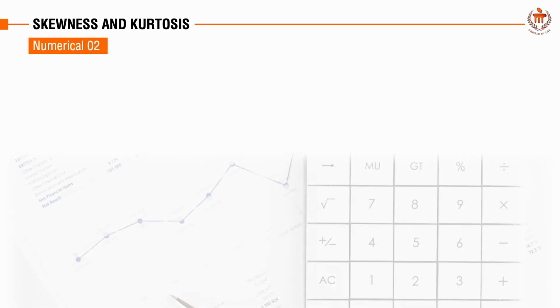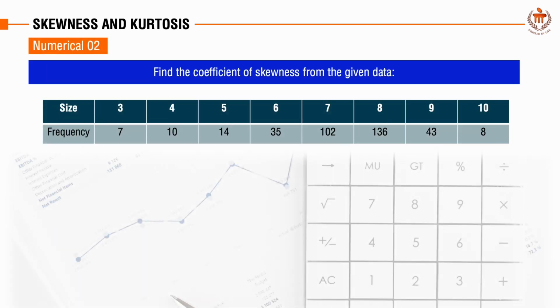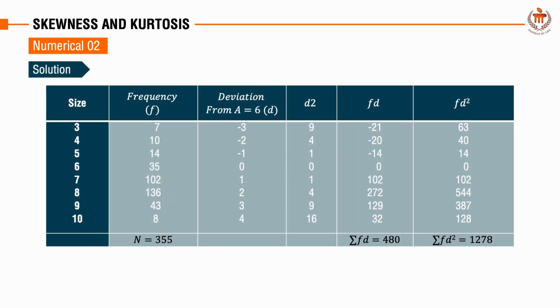Okay, let's do another numerical where we have discrete data. In the discrete data we have grouped form of data where we have x values given as 3, 4, 5, 6, 7, 8, 9, 10, and their frequencies, which talk about the number of times a value is repeated. So for this data, we can find the deviation from A.